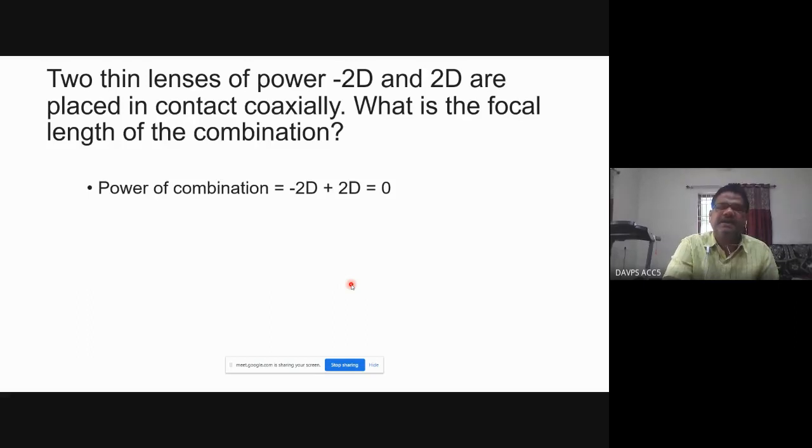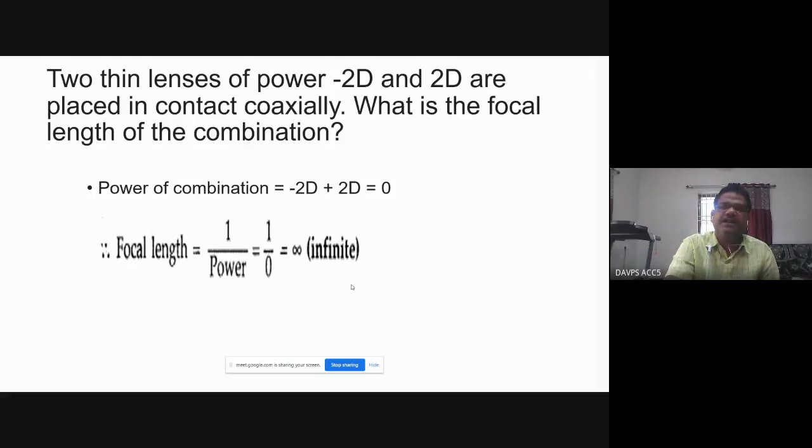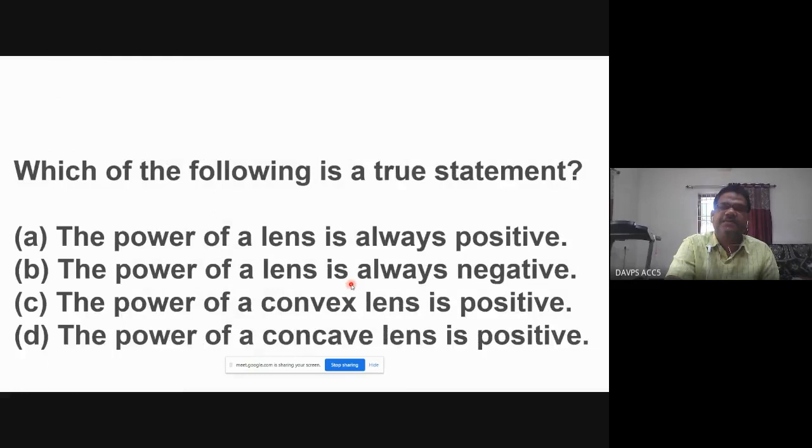Power of combination minus 2D plus 2D equals 0. And focal length equals 1 by power, 1 by 0, that is infinite. The focal length is infinite.